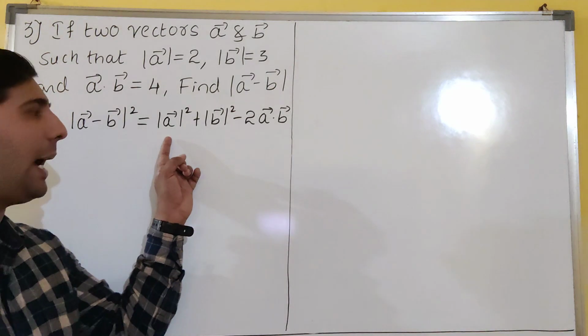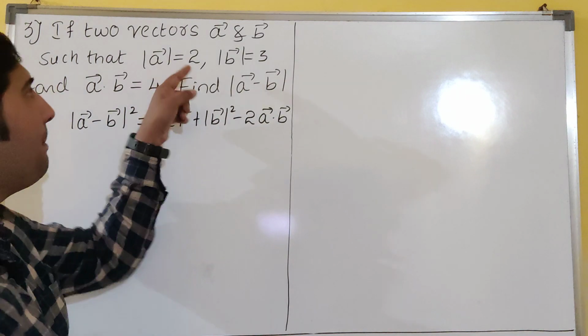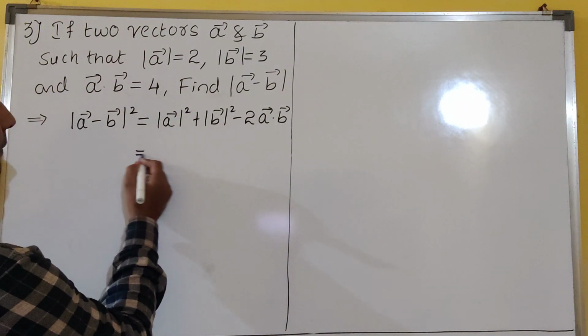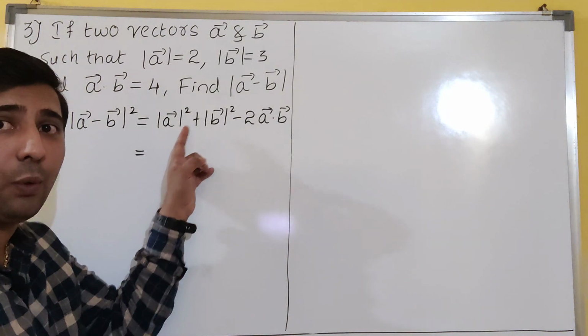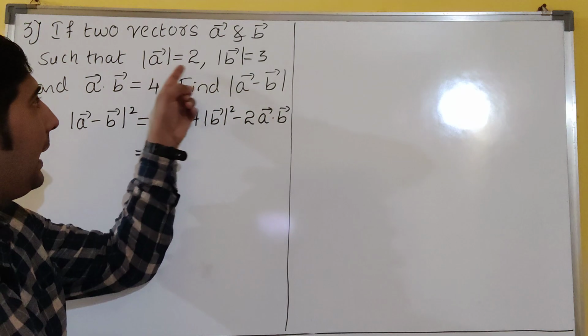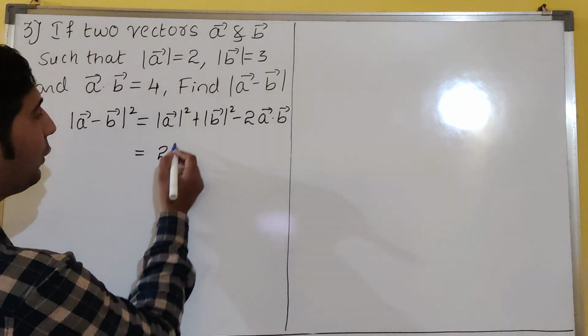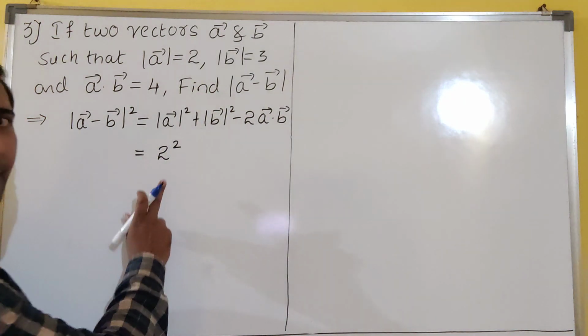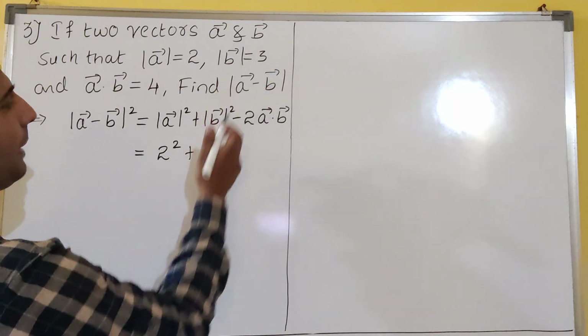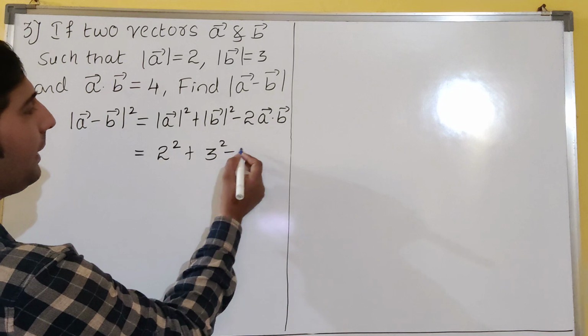We already know the value of magnitude of A. Magnitude of A is given as 2. Here it is magnitude A whole square, so it will become 2 square, dear students. Why has it become square? You know, here square is there. Magnitude of B is also given, that is 3, so 3 square.